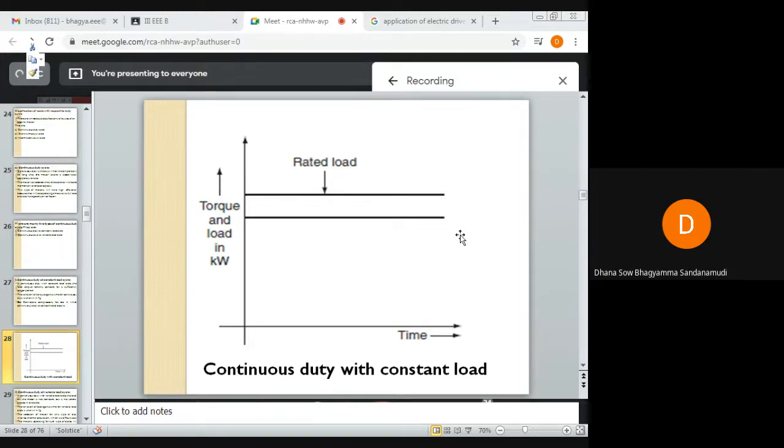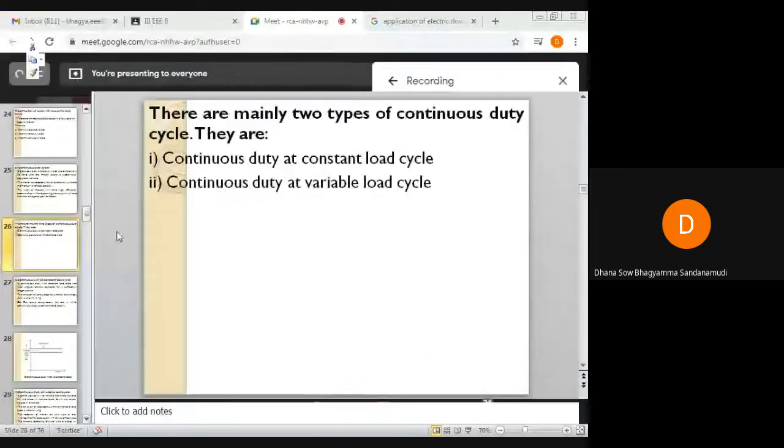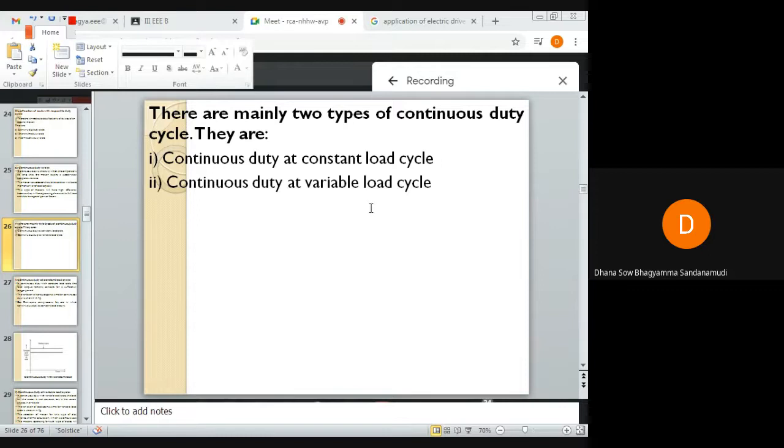So the next one is continuous duty at variable load cycle. In continuous duty with variable load cycle, the load on the motor is not constant. In the case of continuous duty at constant load cycle, the load on the motor is constant. But in continuous duty at variable load cycle, the load is not constant, and it will have several phases in only one cycle.